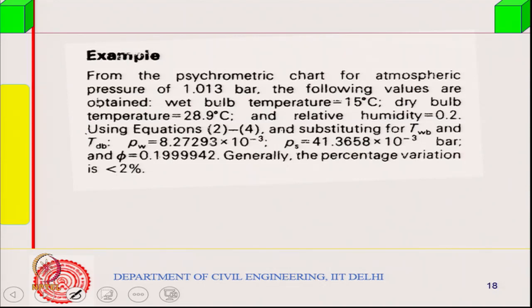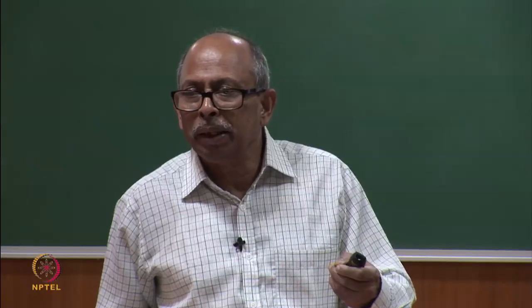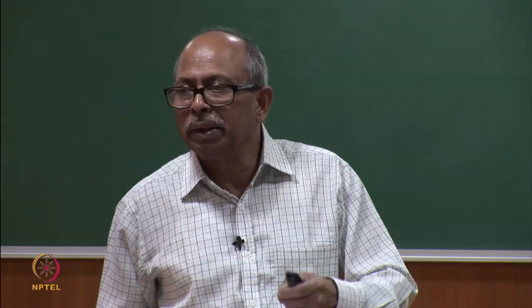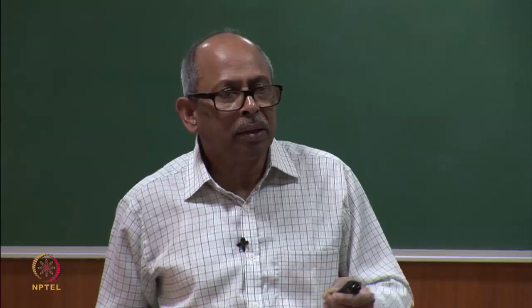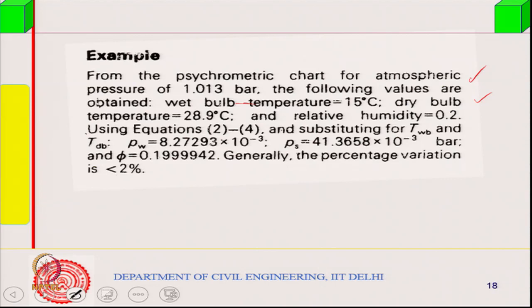So, let us look at an example. Say from the psychrometric chart for atmospheric pressure, the following values are obtained. This is just an example to understand the use of the empirical equation to find out relative humidity, rather than using the psychrometric chart. So, from the psychrometric chart, atmospheric pressure of course we know, the following values are obtained: wet bulb temperature 15 degrees, dry bulb temperature 28.9, relative humidity is 20%.